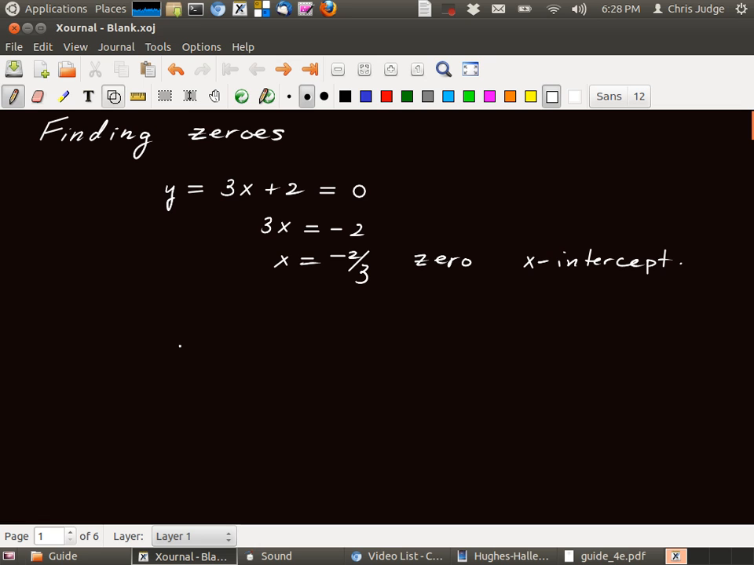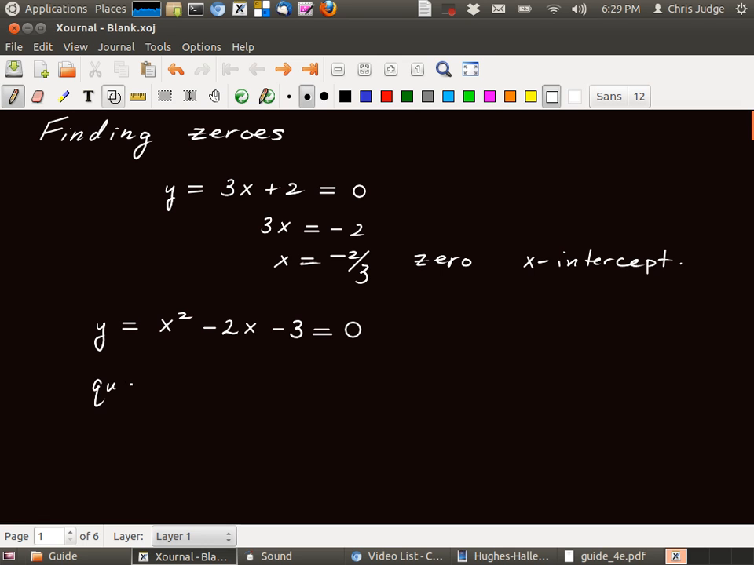It's also called the x-intercept. Zeros are where the graph of the function intercepts the x-axis. Now let's look at a more complicated example. Suppose we have y is equal to x squared minus 2x minus 3. So for what x is y going to be 0? What are the zeros? We set this equal to 0 and then we solve for x. Well, in this case, we can't solve it so easily, but we can use either factoring or the quadratic formula.